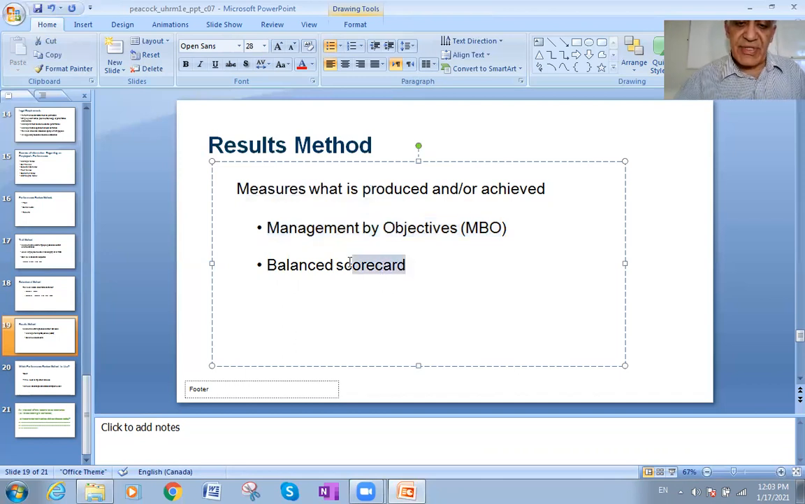The balanced scorecard is also a way of measuring achievements, like how many units you produced, so it will be recorded.